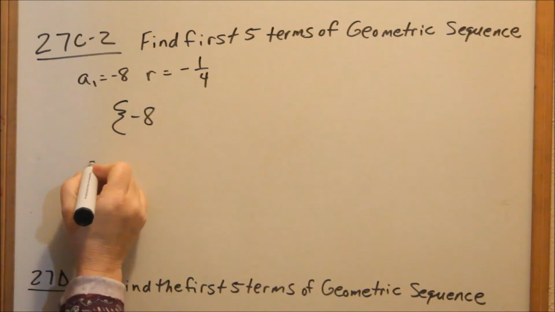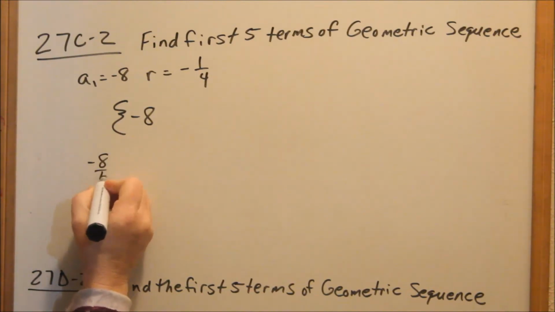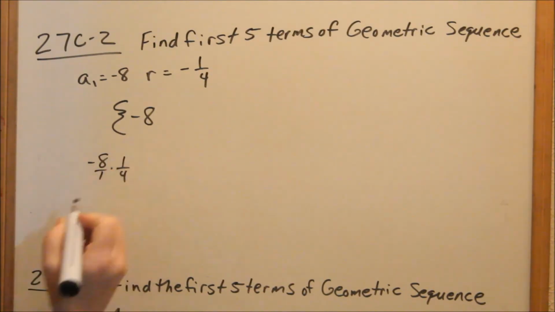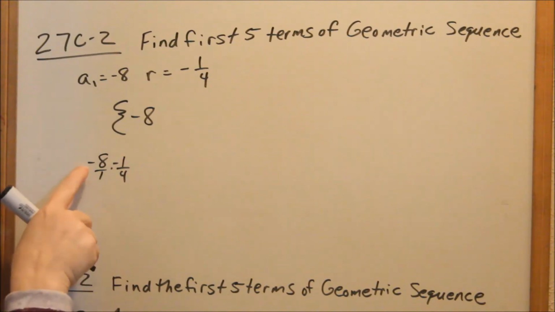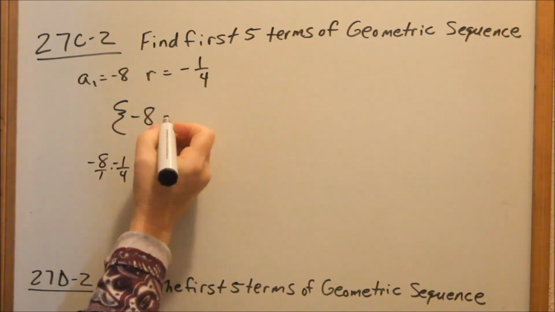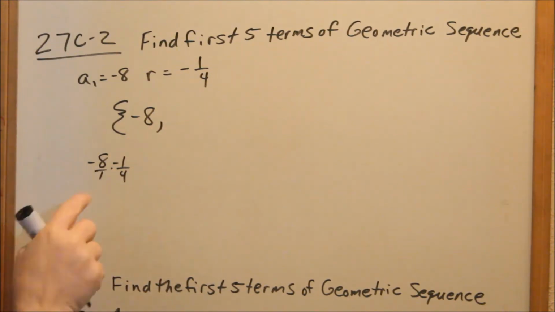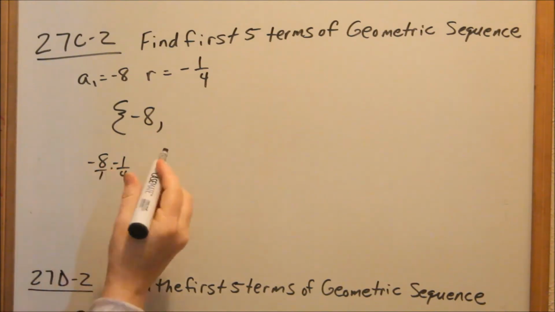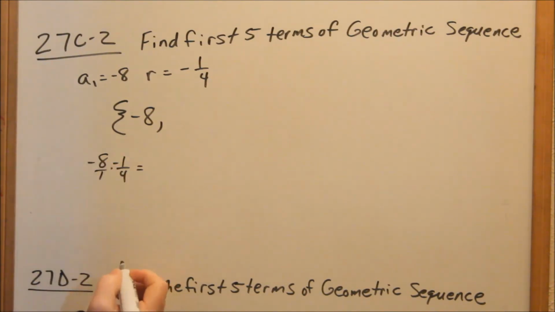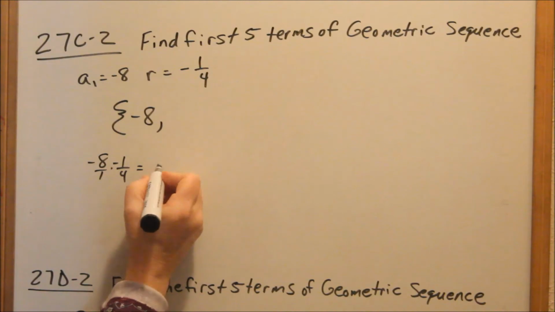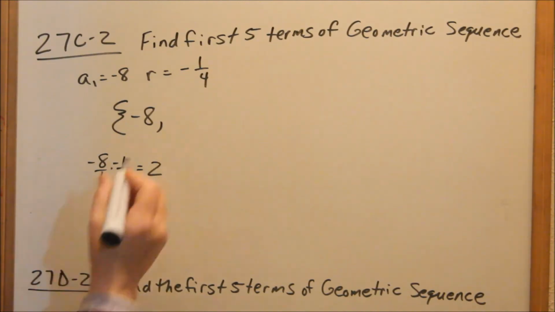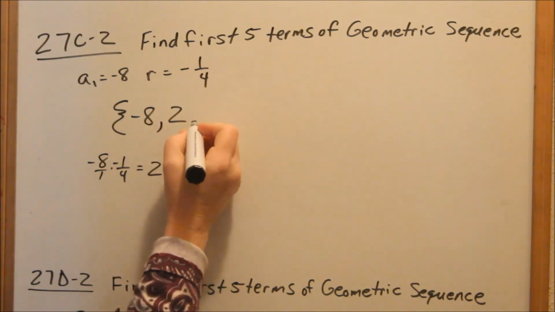So I'm going to go ahead and write it out. -8, I can turn that into a fraction since this is a fraction. Well, a negative times a negative is going to be a positive, so I know my next number is positive. And then multiplying that by 1/4, your 8 and your 4 cancel, and you end up with a +2. So my next number would be a +2.